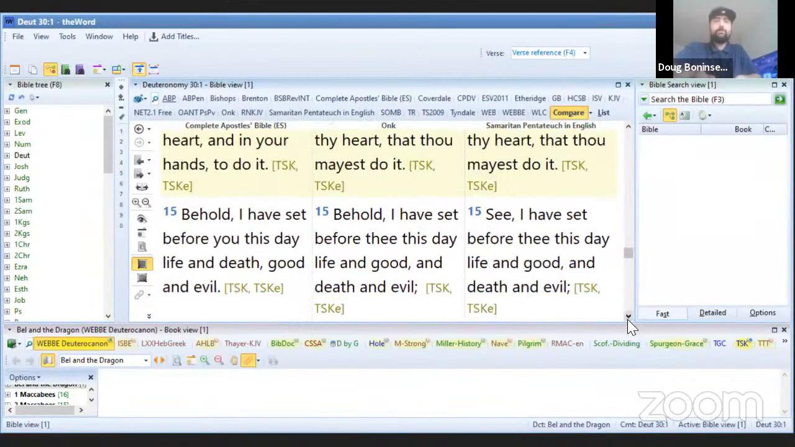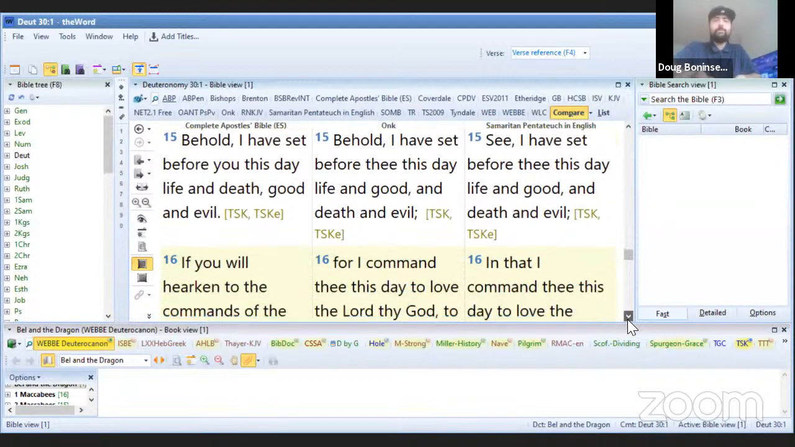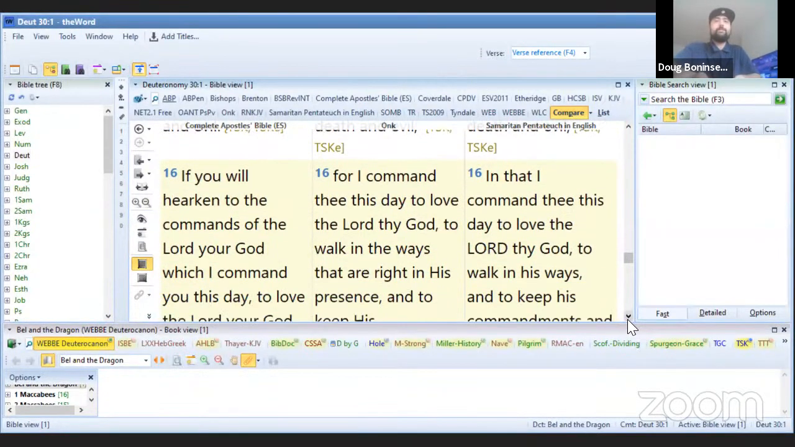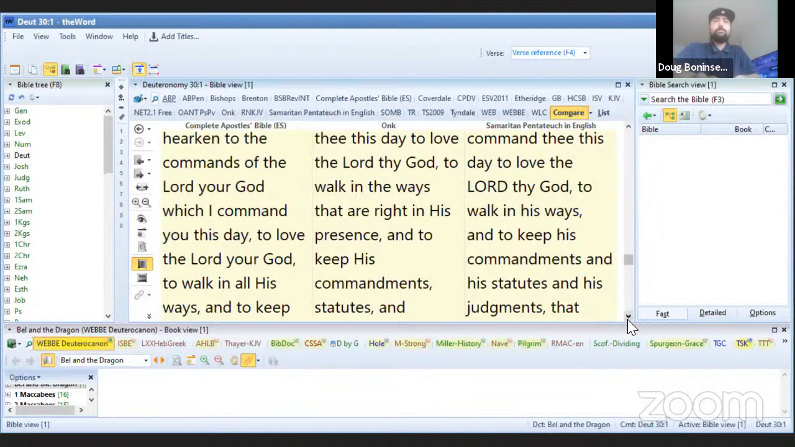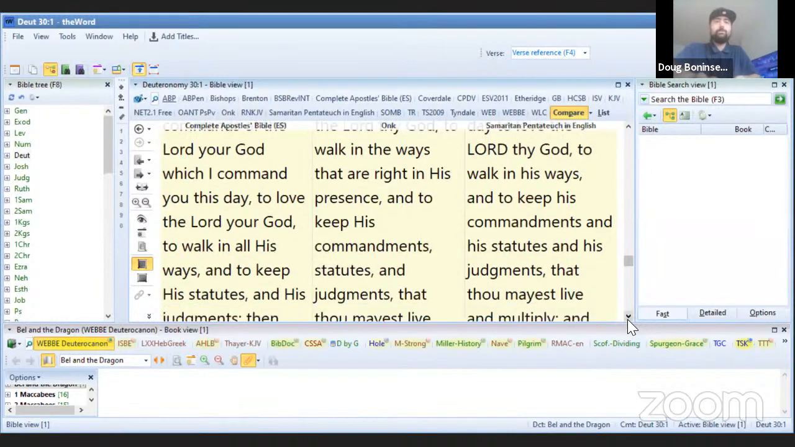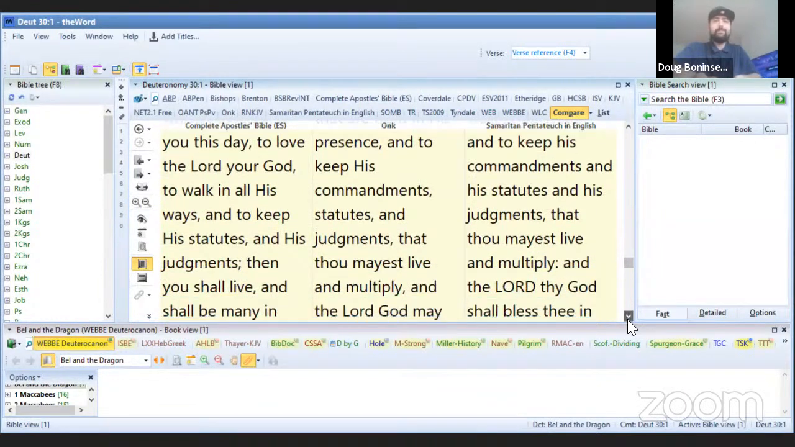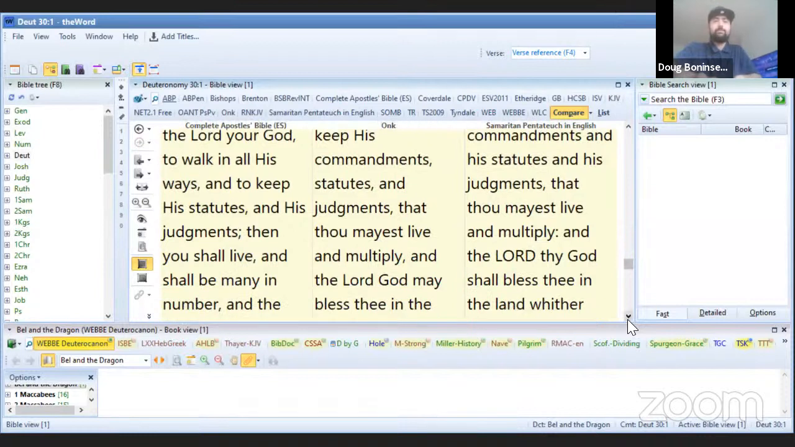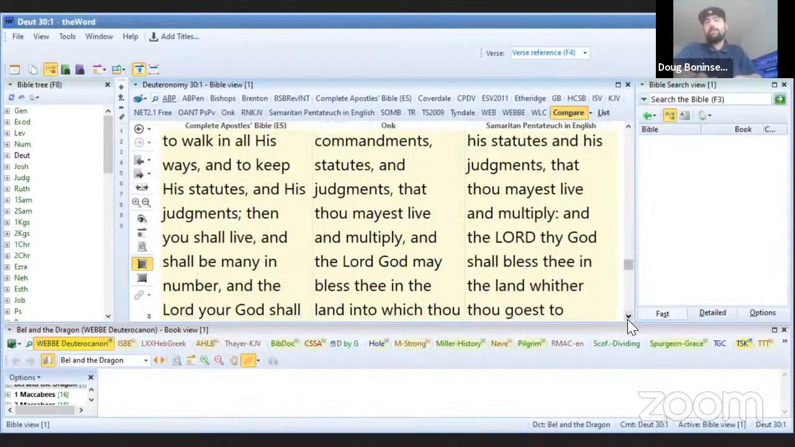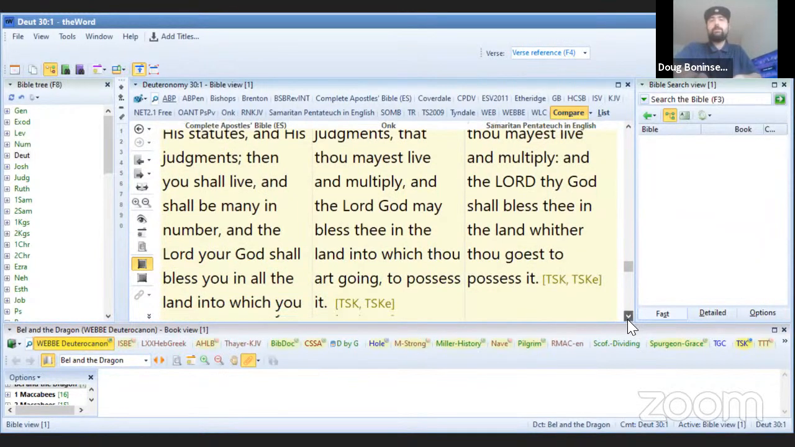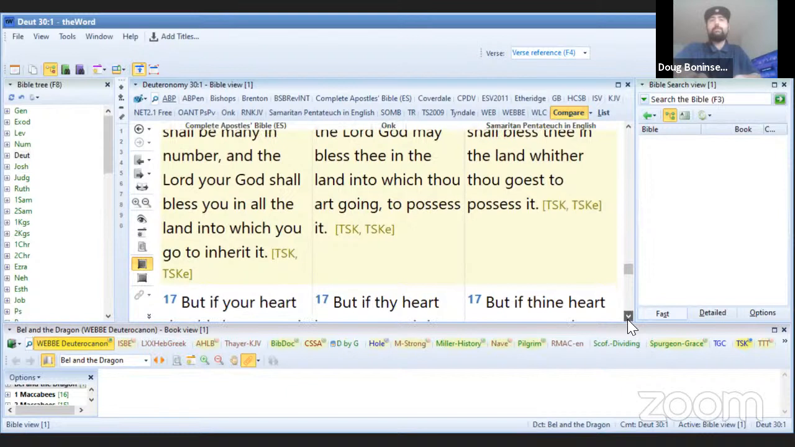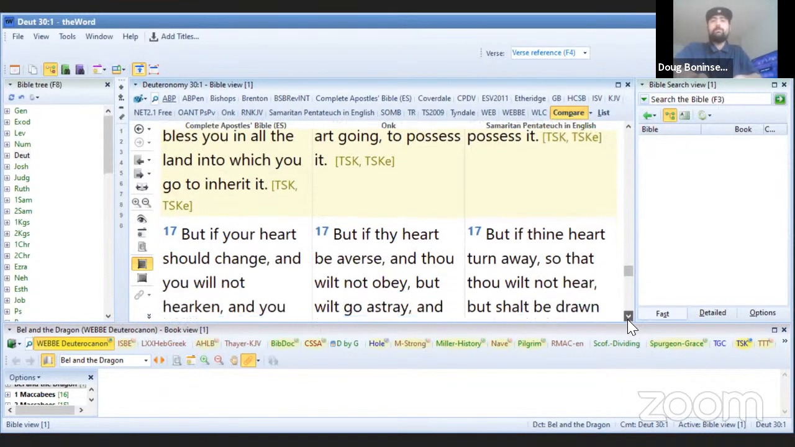Behold, I have set before you this day life and death, Tob and evil. Mm-hmm. And if you will hearken to the commands of Yahuwah your Elohim, which I command you this day, to love Yahuwah your Elohim, to walk in all his ways, to keep his right rulings, his statutes, his right rulings, then you shall live and shall be many in number, and Yahuwah your Elohim shall barak you in all the land into which you go to inherit it.